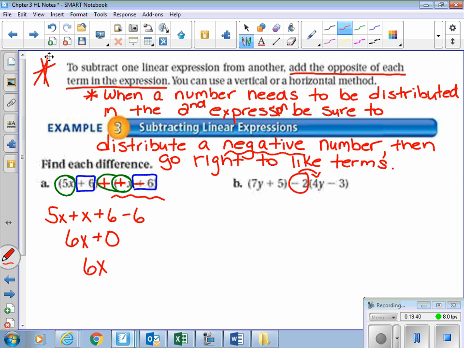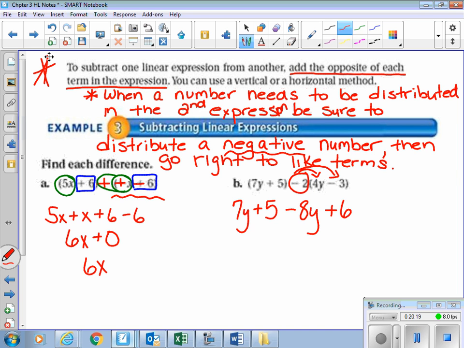Here's the part where it gets a little bit trickier. Since this term on the outside here needs to be distributed, we're going to distribute a negative 2 to everything. That way we can go right to like terms after that. So 7y plus 5 is going to remain 7y plus 5. That's my keep. So my change is when I'm actually distributing first. So negative 2 times 4y would be a negative 8y. And negative 2 times negative 3 becomes positive 6, because a negative times a negative is a positive.